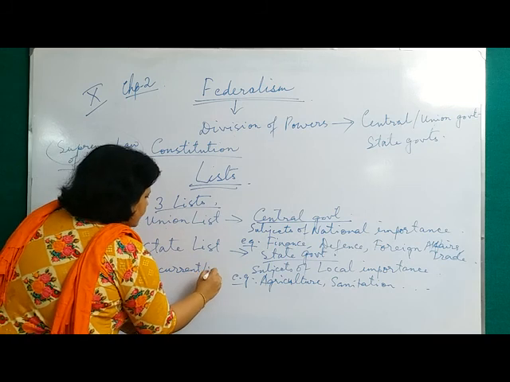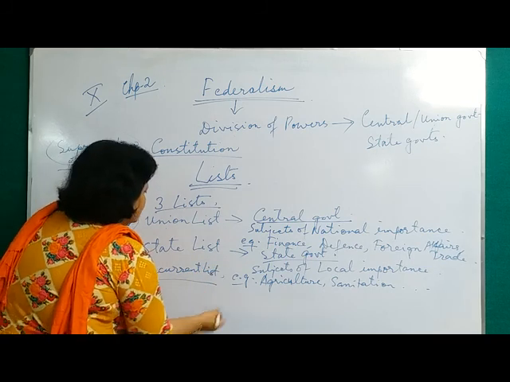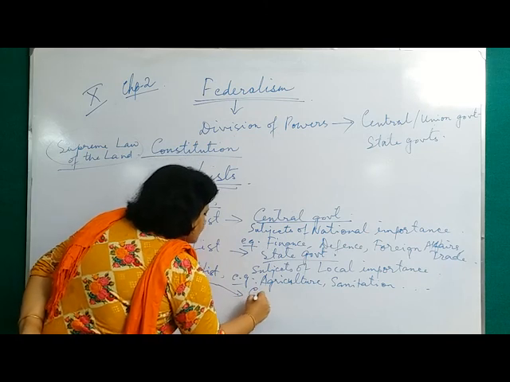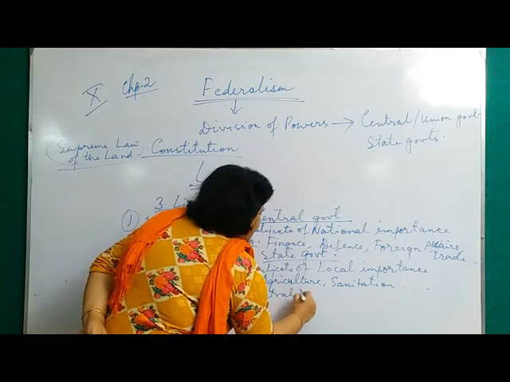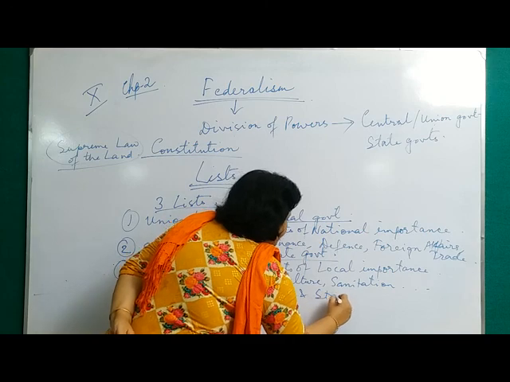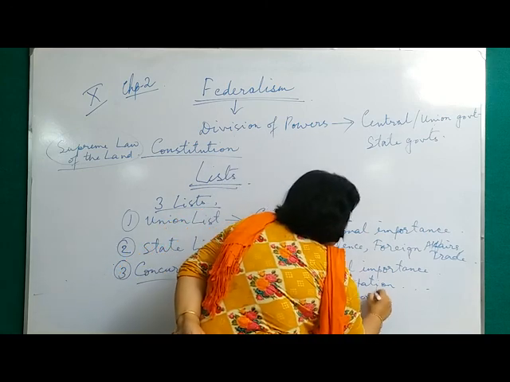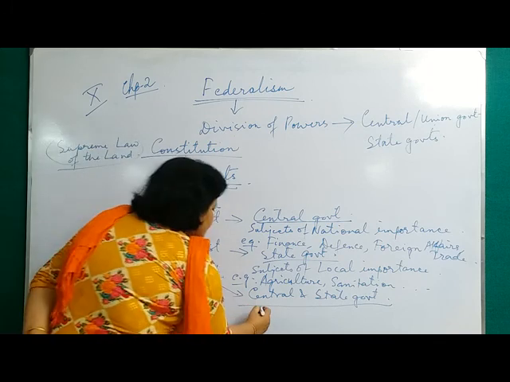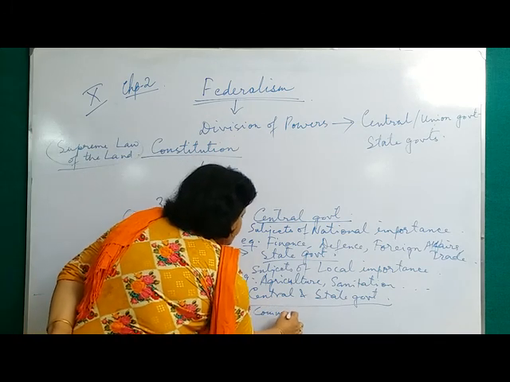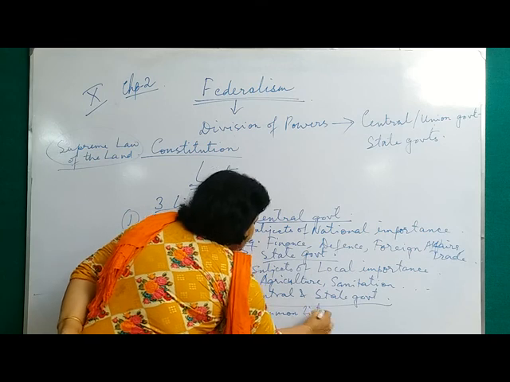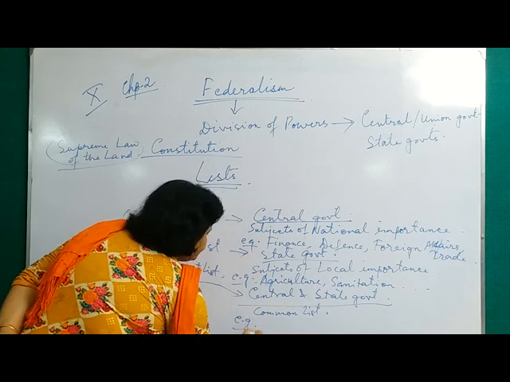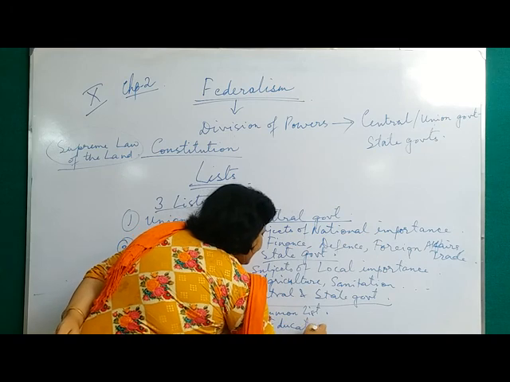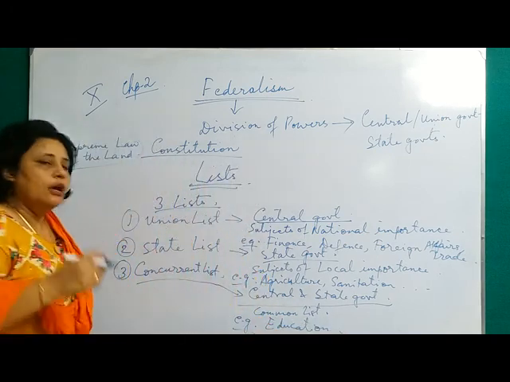Next comes the concurrent list. For the concurrent list, both the central and the state government exercise power. It's a common list, with common subjects. For example, education, health, things like that.